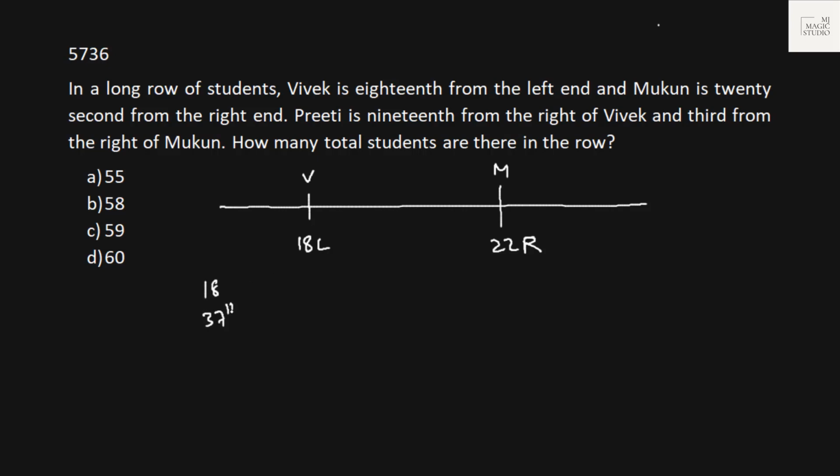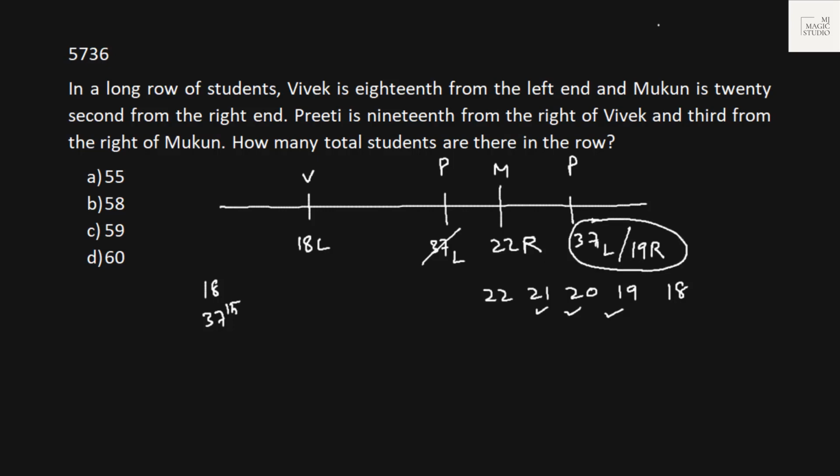18 plus 18 is 36, that means 37th from the left. Suppose I am writing Preeti here, 37th from the left. And third to the right of Mukund. Okay. So Preeti should be here, 37th from the left. And third to the right: 22, 21, 20, 19, 18, third, 1, 2, 3. So Preeti should be 19th from the right. 19 plus 3 is 22.